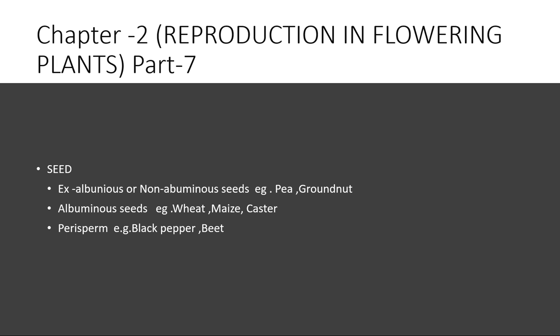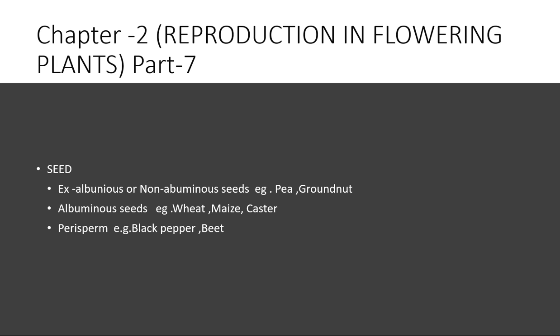The cotyledon of the embryo is generally thick and swollen due to storage of food reserves, as in the case of legumes. So the seeds are of two types on the basis of food storage. First is exalbuminous or non-albuminous seeds. Non-albuminous seeds have no residual endosperm, as it completely gets consumed during embryo development. For example, pea, groundnut, etc.